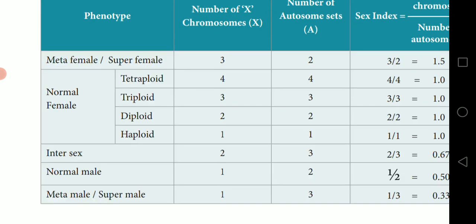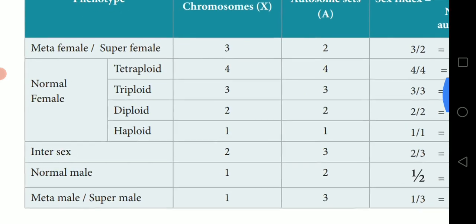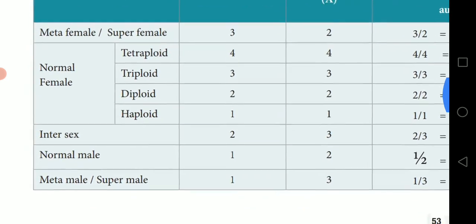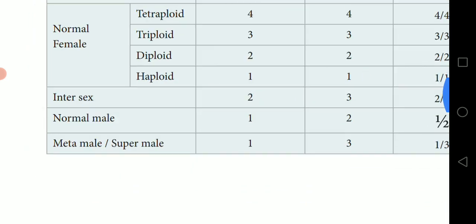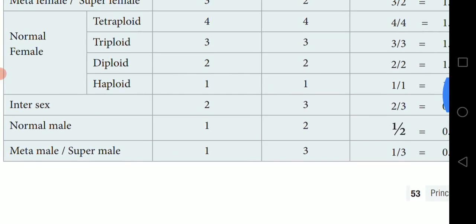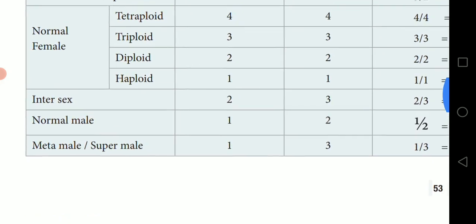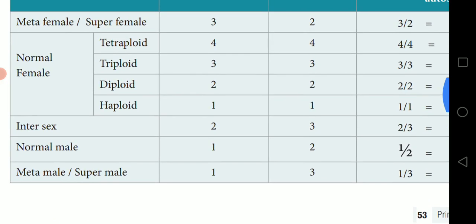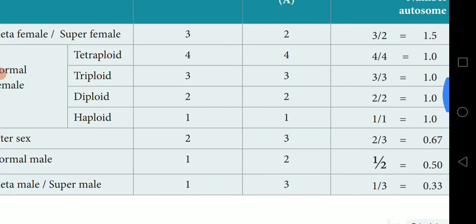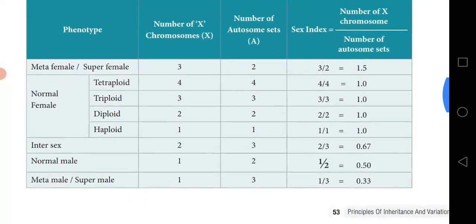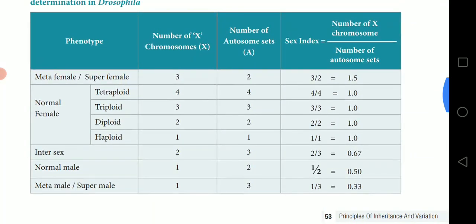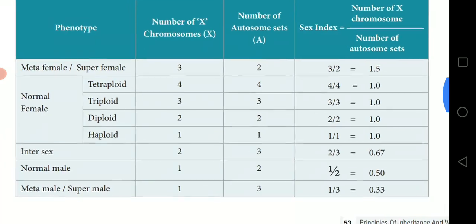The normal female, tetraploidy, triploidy, diploidy, haploidy, you can go through. Then intersex you can go through. What is the ratio they have given? What is the percentage of sex index they have given? Then intersex, normal male, metamale and super metamale or super male. So this can be asked as a one word. Unexpected questions can be asked in this.